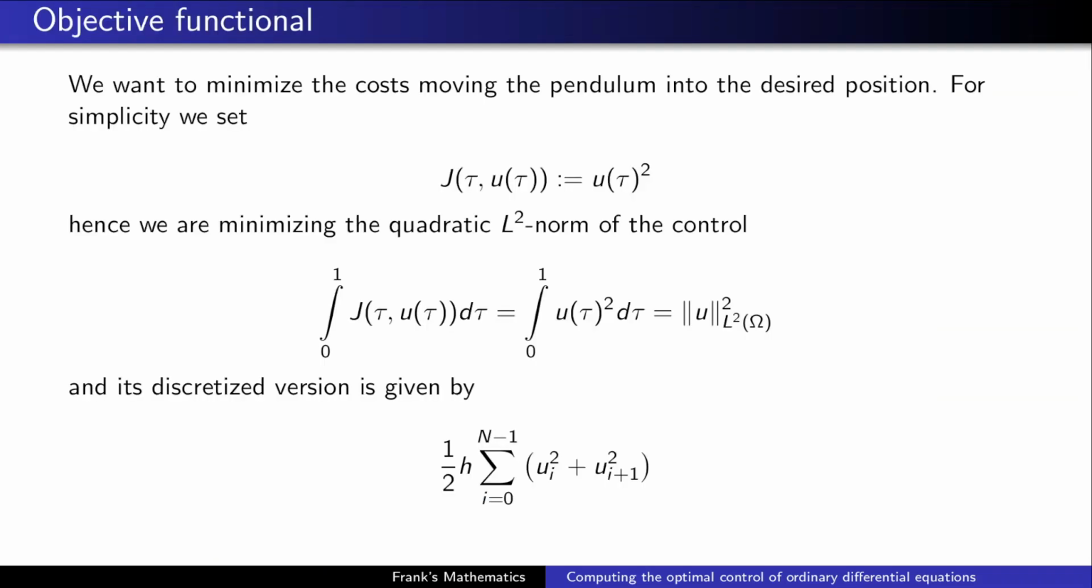For simplicity, we set our objective function just to be the norm squared. So if we integrate over u squared, we just compute the L2 norm of the control vector u. And of course, a discretized version looks like this. So let's take a quick look at the implementation.